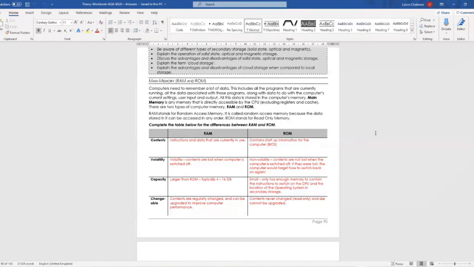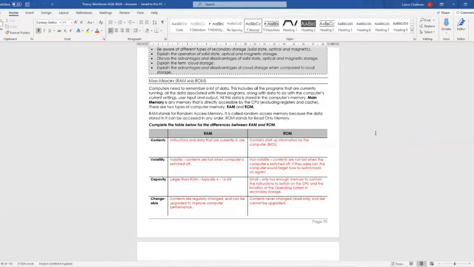Now, in terms of ROM, what does it contain? It contains start-up information for the computer. It's called the BIOS, which means Basic Input Output System. So when you press the on button for your PC, the first thing it does is go and read what's written in the ROM.